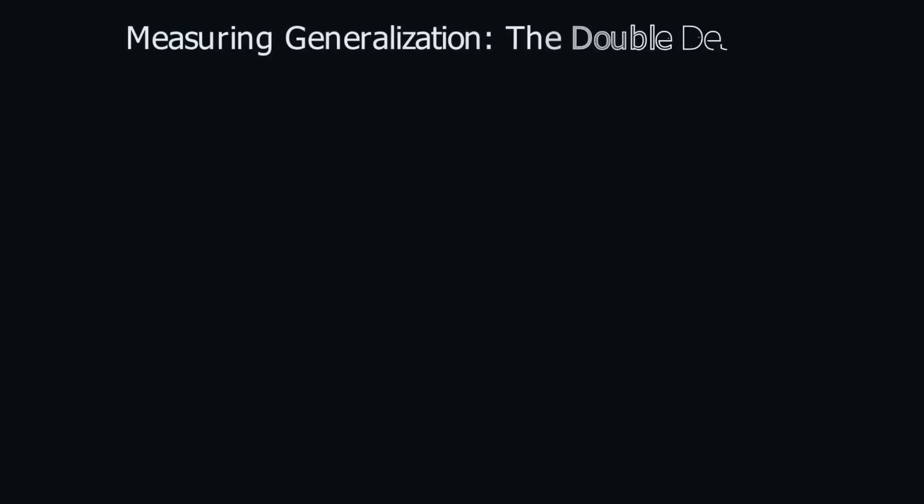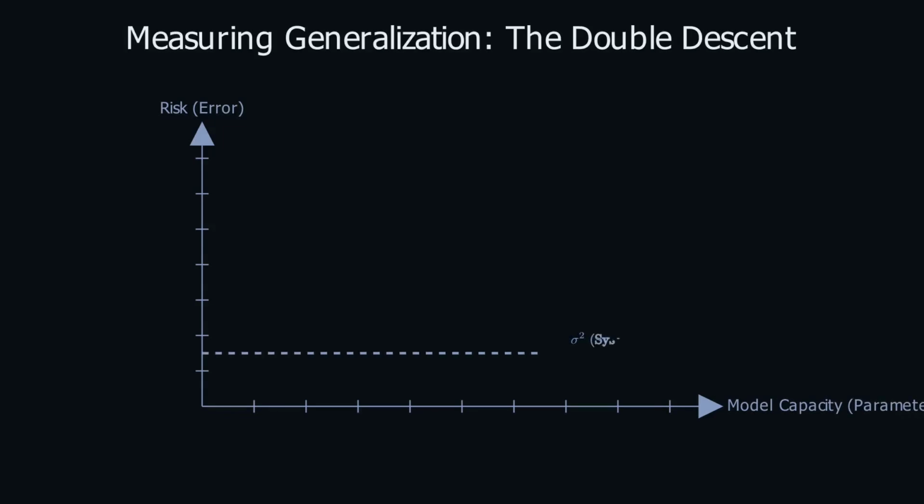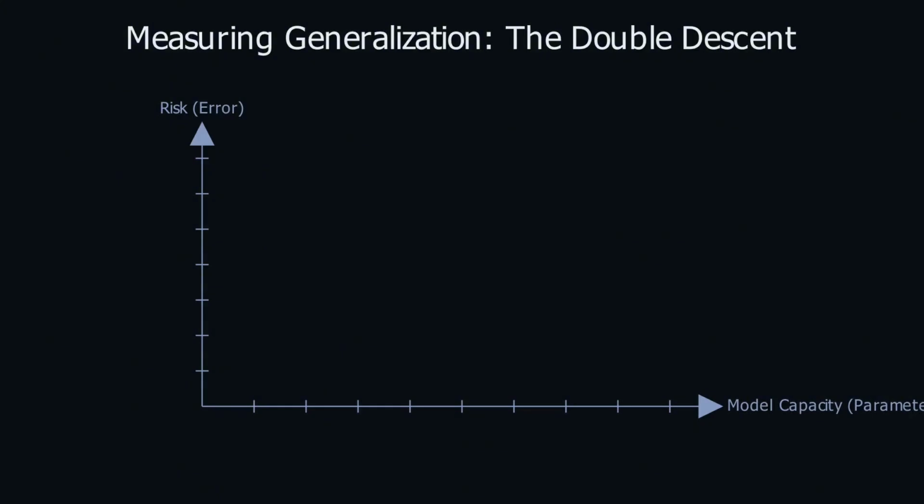To understand why a neural network can choose a smooth path, we first need a precise statistical measure of generalization. Look at this graph. The horizontal axis is the number of model parameters. The vertical axis is risk. First, we have a gray dashed line. In the real world, data always contain unavoidable noise. This noise is called system noise, or sigma squared. This is the theoretical lower bound. No model can predict with an error lower than this gray line.